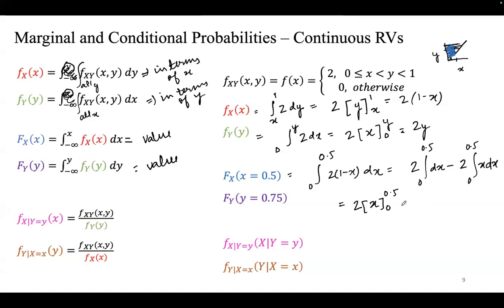I don't have the answers for this. Anyway, so x dx gives you x square by 2. So this 2 and 2 can get cancelled. It's going to be x square between 0 and 0.5. And then you can solve. So 0.5 minus 0 into 2, that's 1. Minus 0.5 square, that's going to be 0.25. It's going to be 0.75. All right.